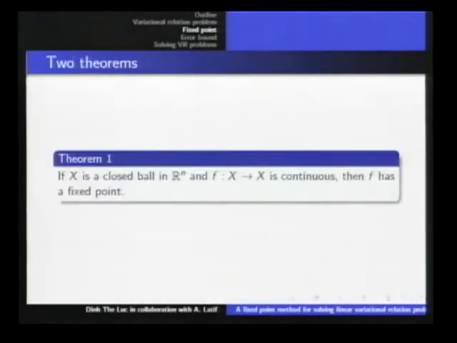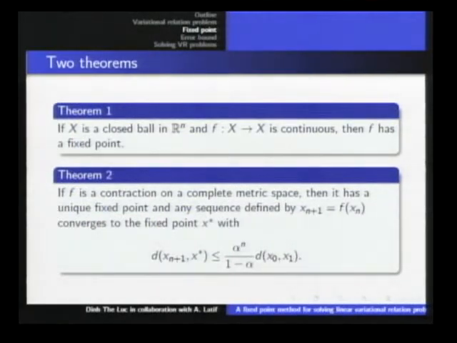All right, so here you have two persons and two theorems. The first one: if X is a closed ball in R^n and F is a continuous function, then F has a fixed point. Second theorem, if you have a contraction on a complete metric space, then you have also a fixed point. And here you have something more, you can compute the convergence rate of the sequence, okay? So these two theorems are very famous. A lot of applications in applied mathematics, pure mathematics also, especially in differential equations.